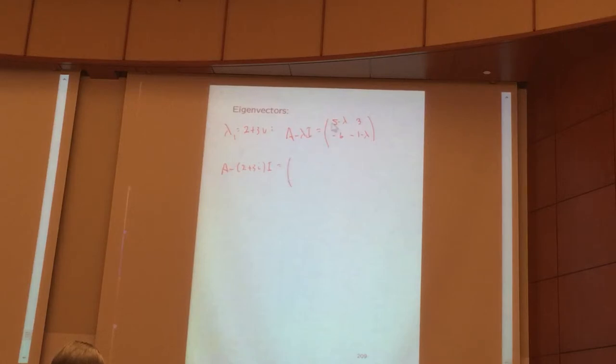So I have 5 minus (2 plus 3i). 5 minus 2 is 3. So this is 3 minus 3i, 3, minus 6, and then I have minus 1 minus 2 is minus 3, minus 3i.